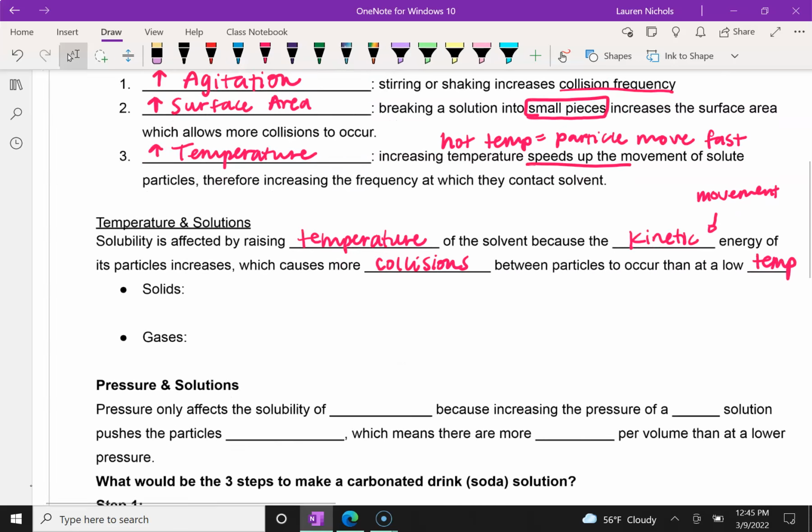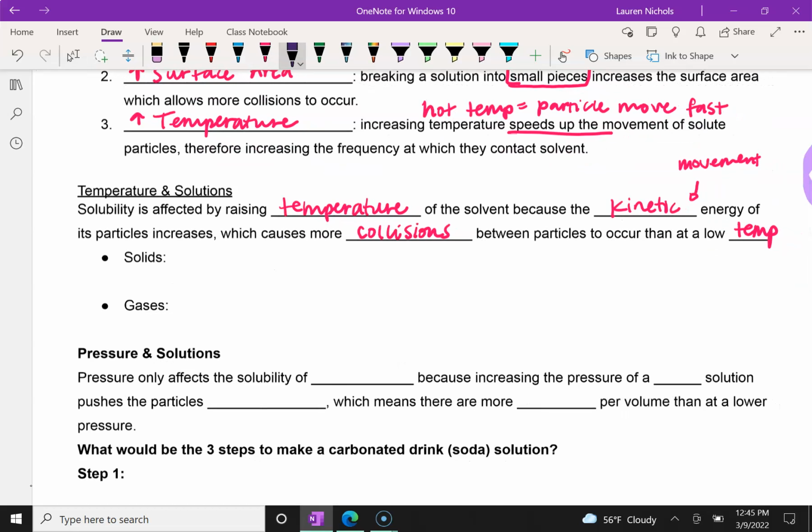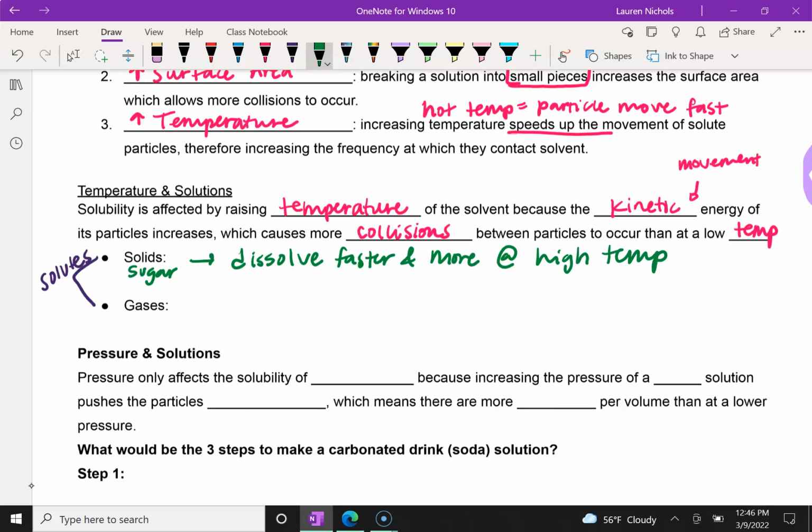But temperature is going to affect solids and gases differently. So if we look at both of these, so solid and gas, there are solutes, they're what we're trying to dissolve. So let's look at an example of maybe sugar for our solid. So we know that if I increase the temperature, right, this is going to dissolve faster and more of it at a high temperature, right? We know that if we increase the temperature of our water, we can dissolve sugar a lot faster than at a cold temperature, okay? But a gas solute is not always the same.